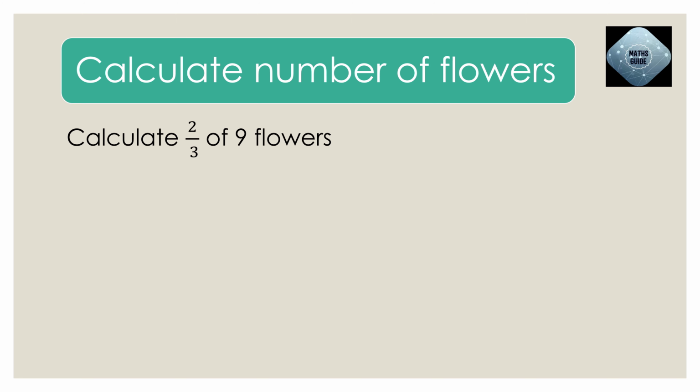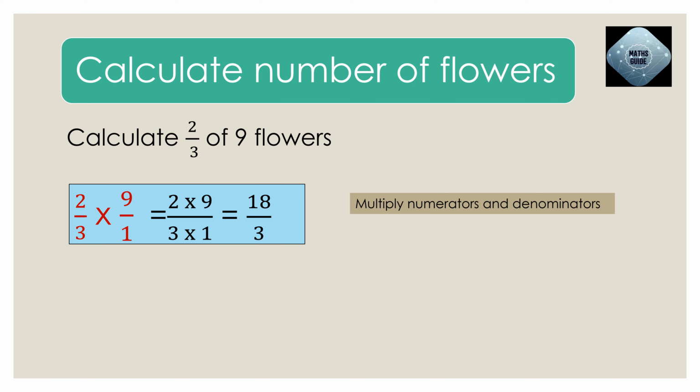Our first problem is to calculate 2/3 of 9 flowers. As I told you at the start of the video, sometimes we multiply to get part of something. Here 2/3 of 9 flowers means how many flowers out of 9 represent 2/3. If we start solving following the steps, we get 18 by 3. By dividing 18 by 3, we get 6. It means 2/3 of 9 flowers is 6 out of 9 flowers.